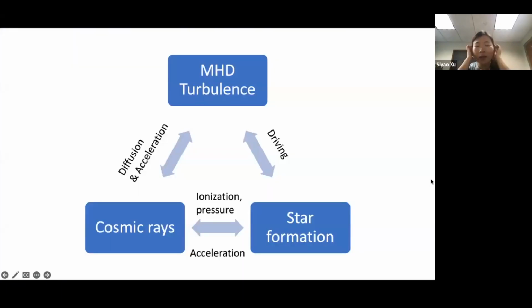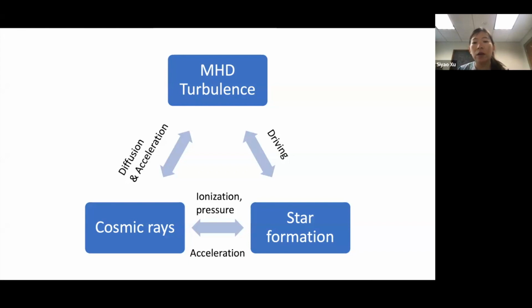I would like to start with this simple diagram showing the close correlation of the three: MHD turbulence, cosmic rays, and star formation. MHD turbulence has been recognized as the essential ingredient in the modern understanding for both diffusion and acceleration of cosmic rays, and for star formation, of course. And these three are also closely related to each other.